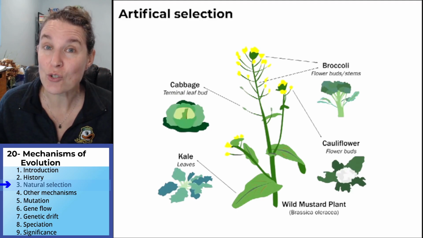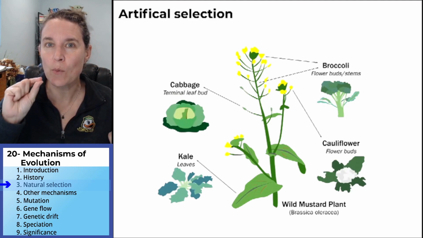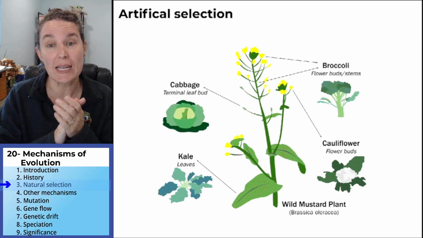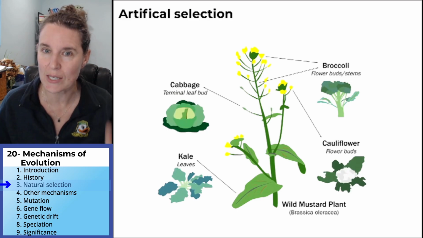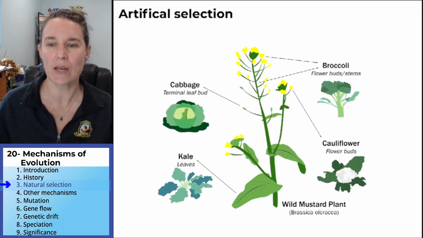Natural selection is not the only way that evolution takes place. There are other mechanisms, so let's talk about some of those other mechanisms.